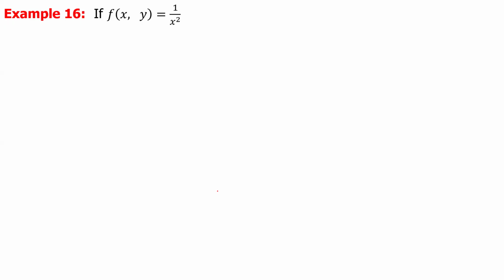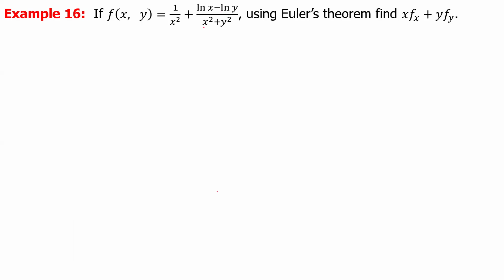The question is, if f of x, y is equal to 1 upon x square plus log x minus log y divided by x square plus y square, using Euler's theorem, find x f of x plus y f of y, means x into partial derivative of f with respect to x plus y into partial derivative of f with respect to y.